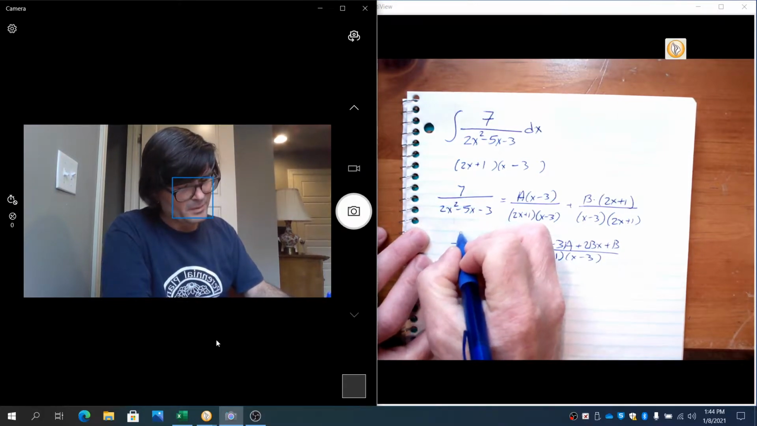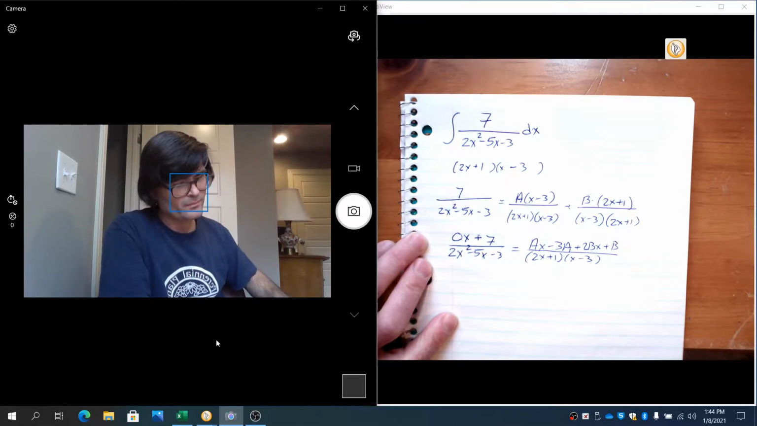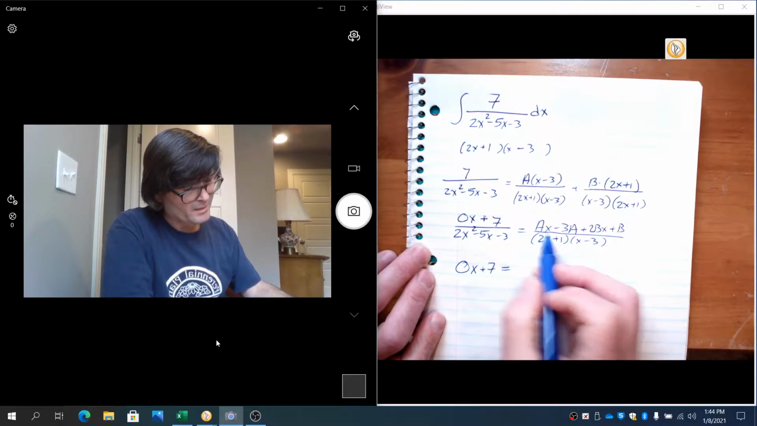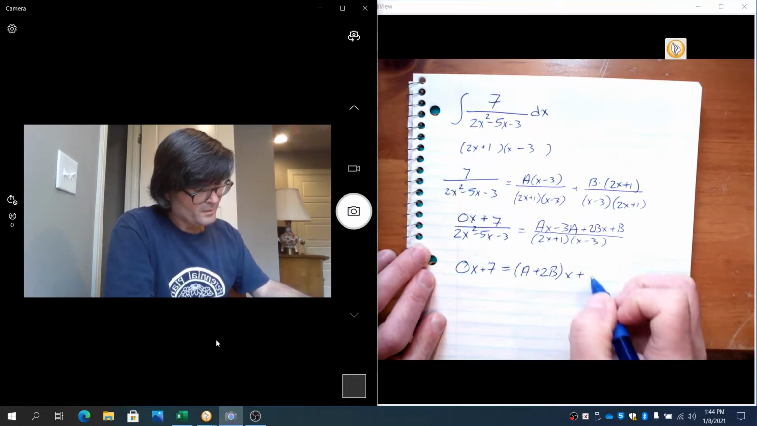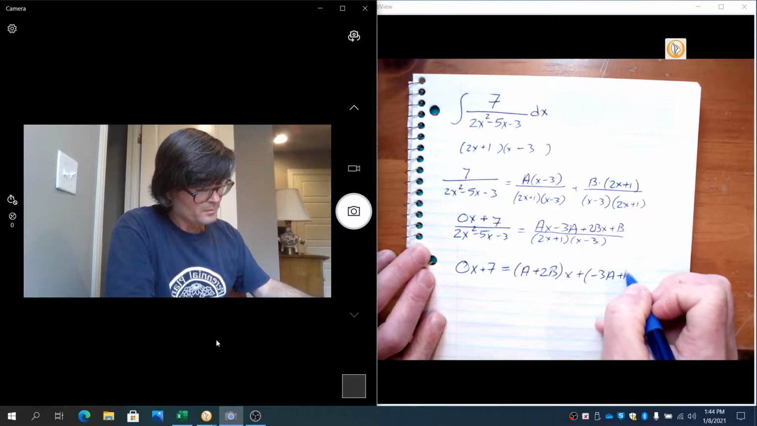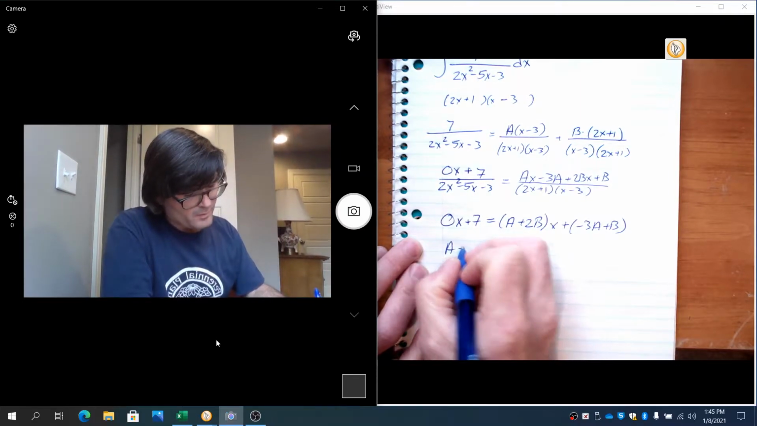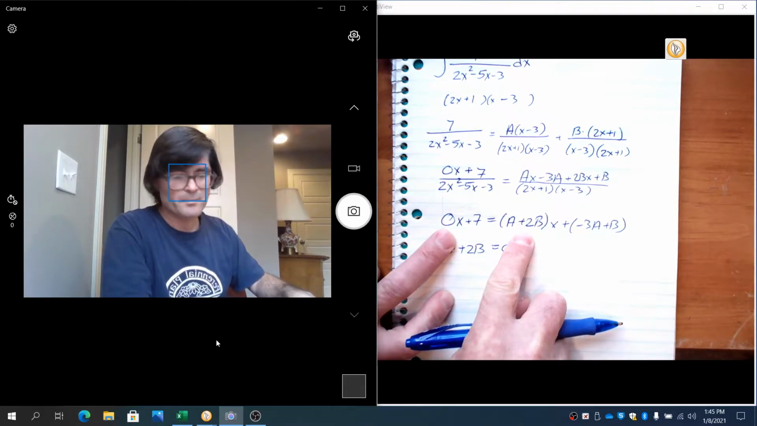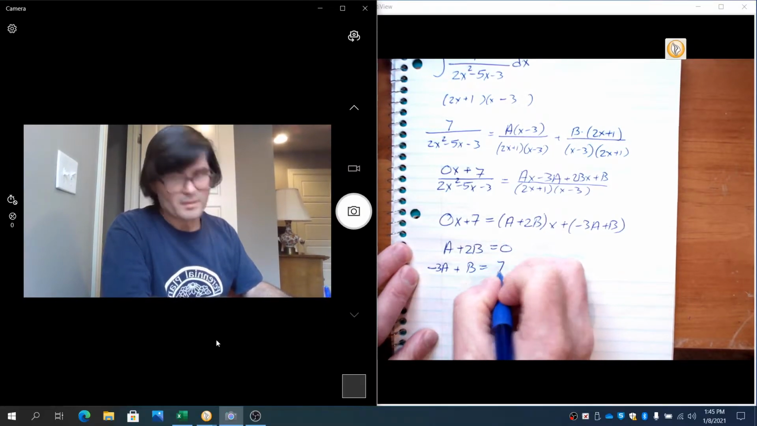And so the bottoms are the same, and that means that the tops are also the same. I'm going to take the liberty of adding 0x here because I know that we're going to have an x term also, and that just happens to be 0. That's fine. We're going to write down 0x plus 7. I've got ax and 2bx, so a plus 2bx, and then minus 3a plus b. And we'll have a plus 2b equals 0 because the coefficients of x are going to be the same. And then minus 3a plus b equals 7.